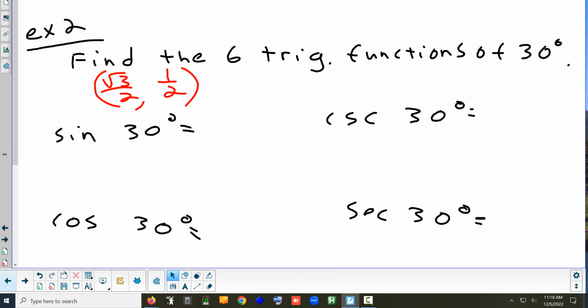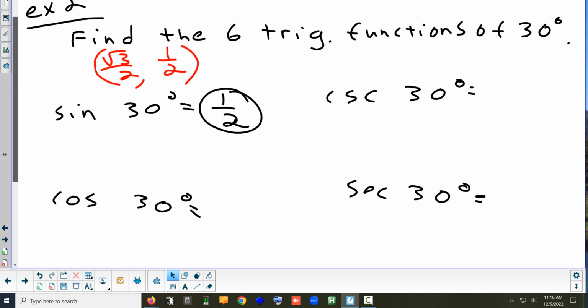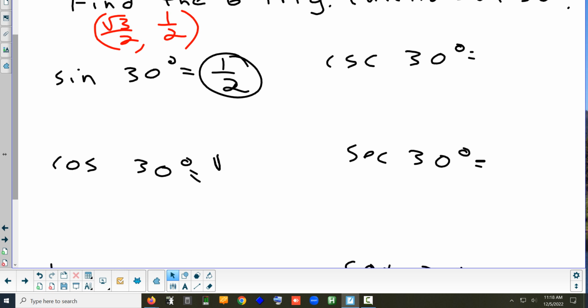So let's start with sine. How about Savannah? What's my sine? I'm just trying to find which sign is what, the x or the y. Sine is the y. The y? Yep. 1/2. That's your 1/2. There's my sine. Christian, how about my cosine? Square root 3 over 2. Square root of 3 over 2.